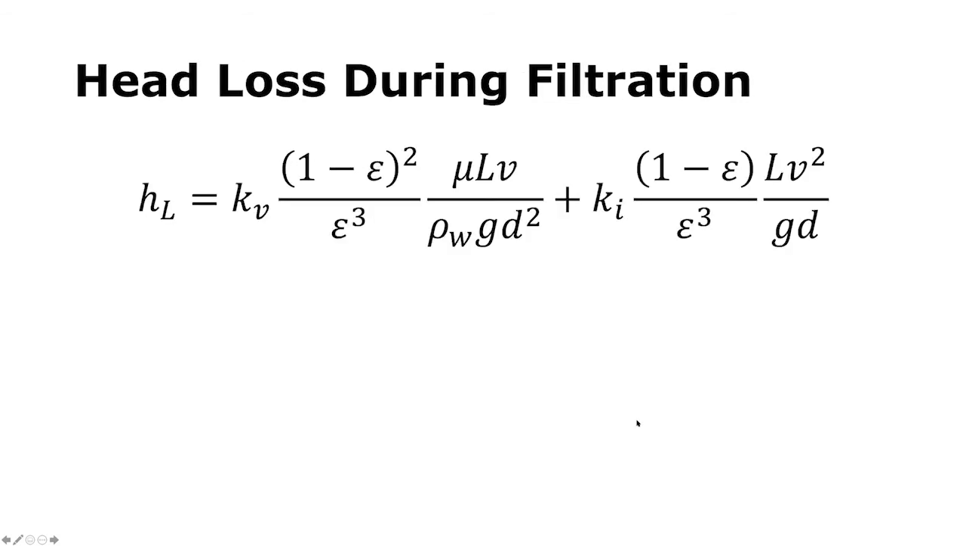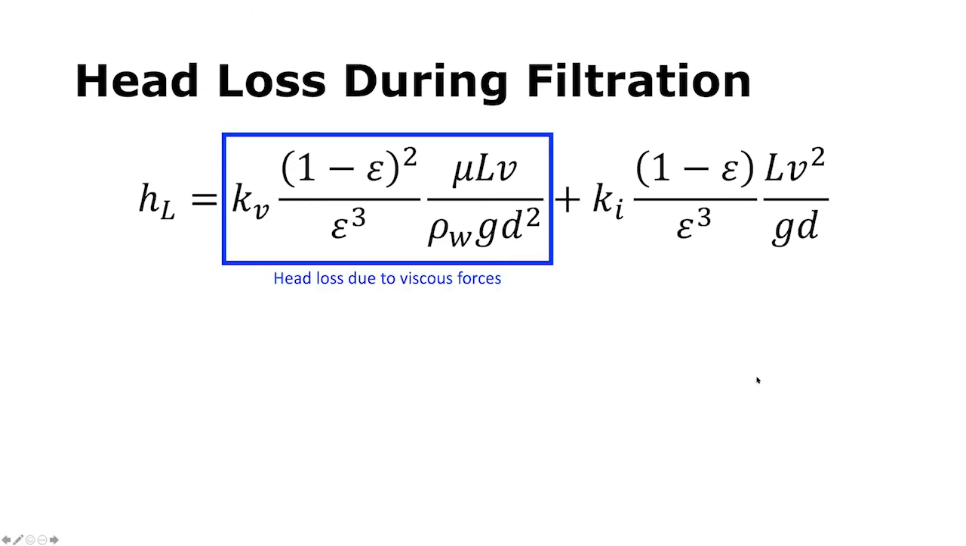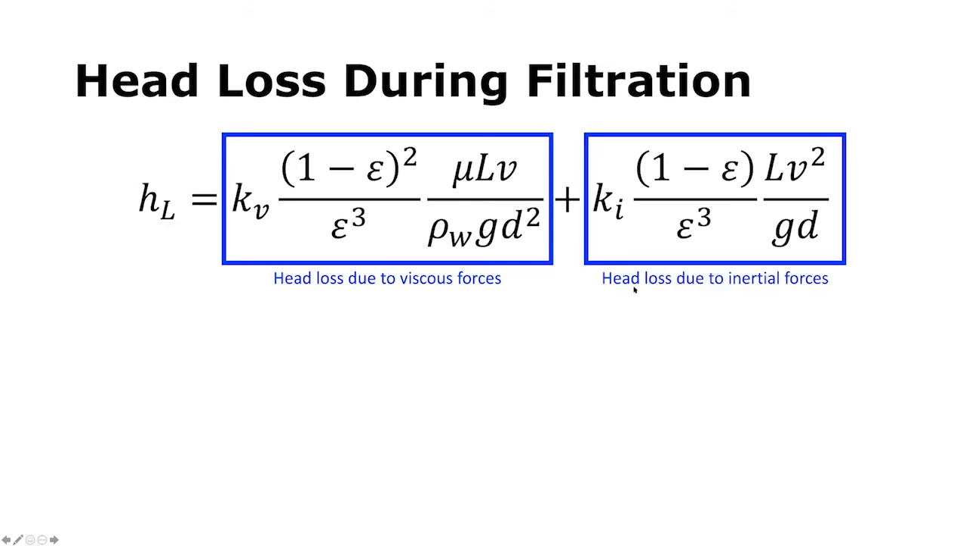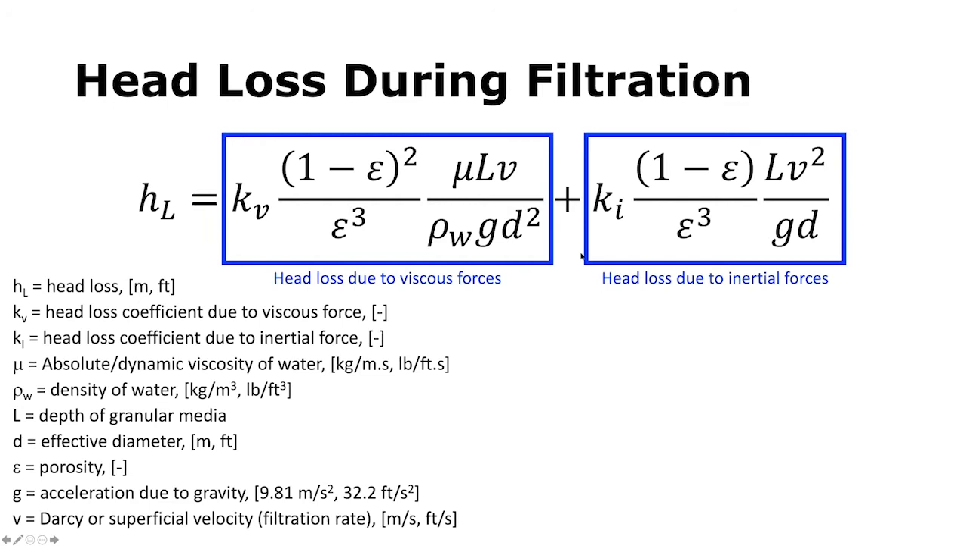So another important aspect about filter design is to calculate the head loss during filtration. Head loss can be calculated using the following formula, which has two different components. We've got head loss due to viscous forces, and we've got head loss due to inertial forces. And the two components added together comprise the total head loss. So here you can see all the different parameters that are part of this equation.